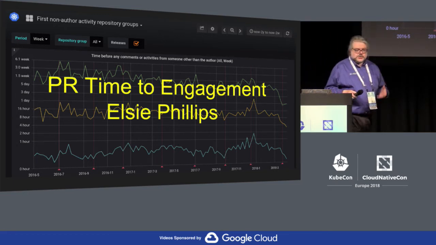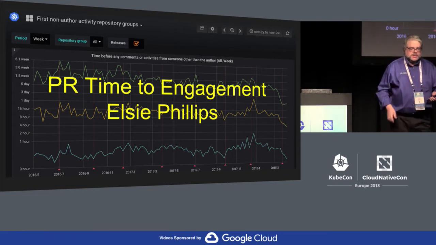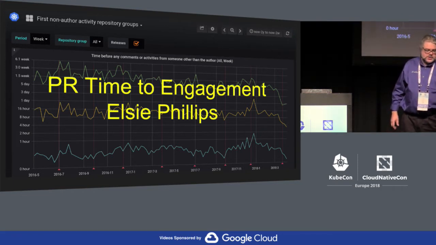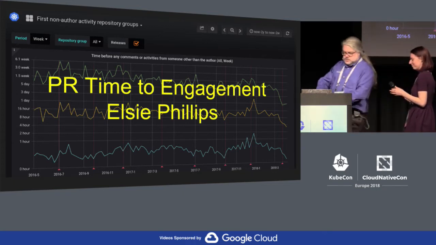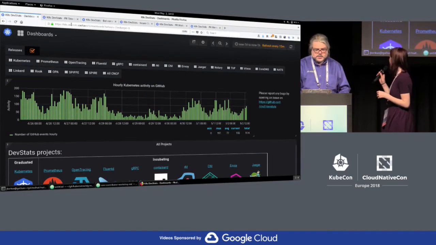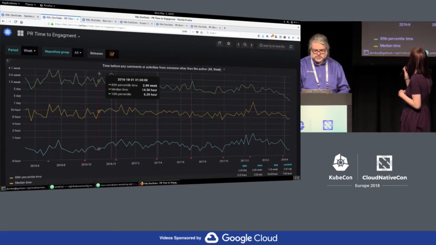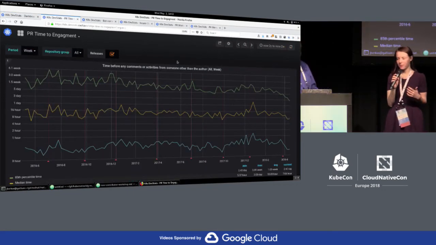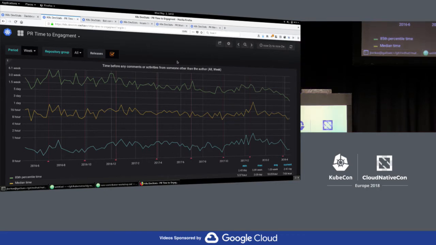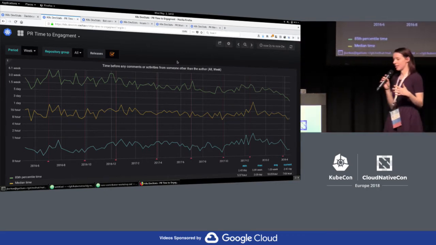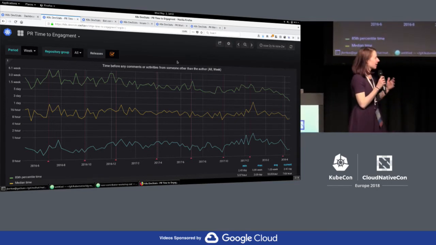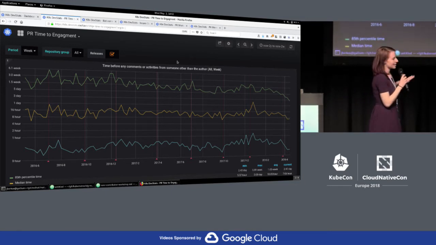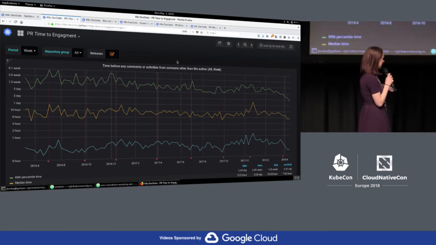So first of all, Elsie Phillips from Contribute Experience is going to talk about PR time to engagement. Okay, great. All right, so this first graph that we're going to talk about is PR time to engagement. And what this essentially is: how long does it take for somebody who isn't the author of the PR, how long does it take for that PR to get any engagement?